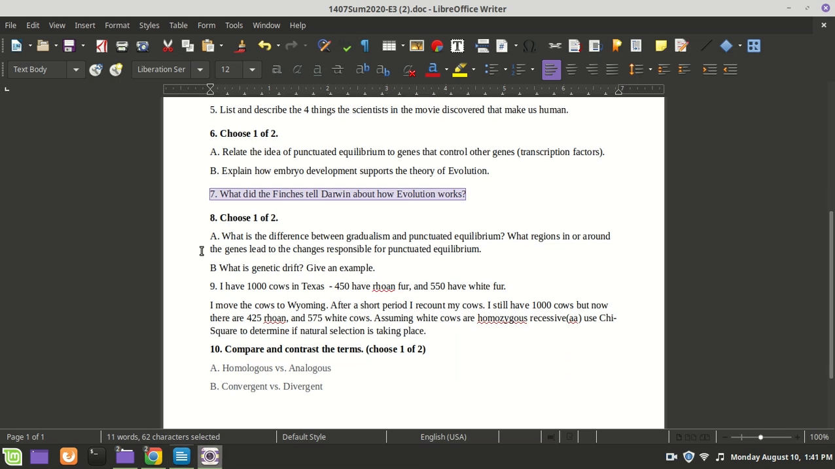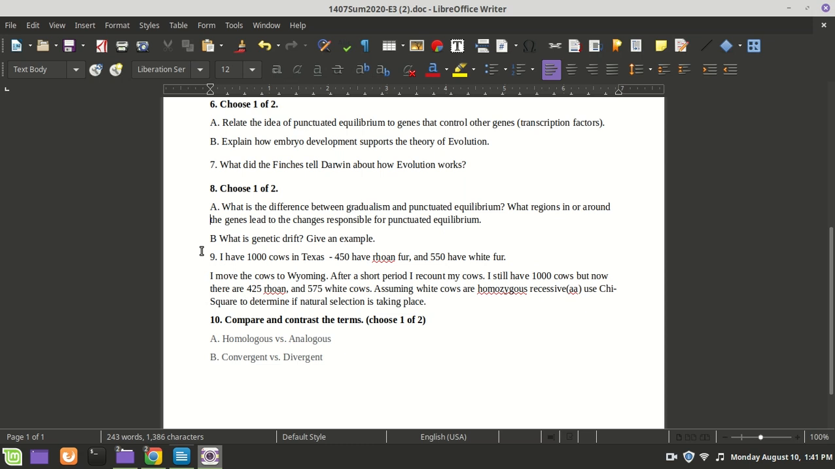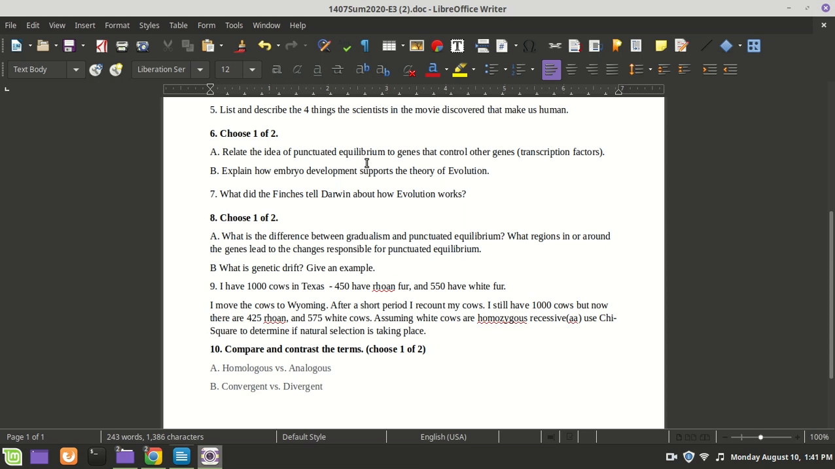All right, now, number 8, you get a choice. What is the difference between gradualism and punctuated equilibrium? Of course, what regions around the gene, going back up here, talking about 6A, are responsible. You just explain this. Or if you don't like that one, just tell me what genetic drift is. There's a video that talks about drift, and give an example.